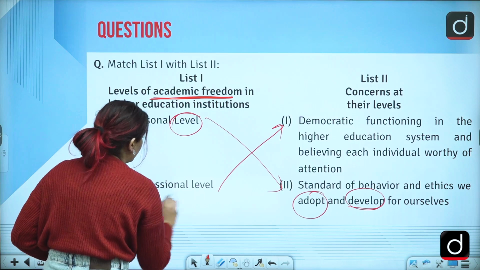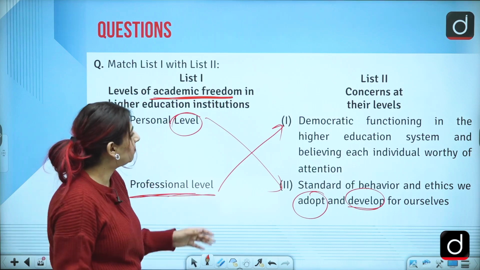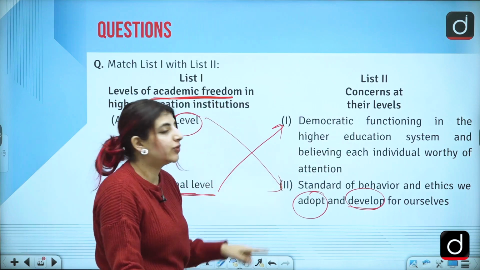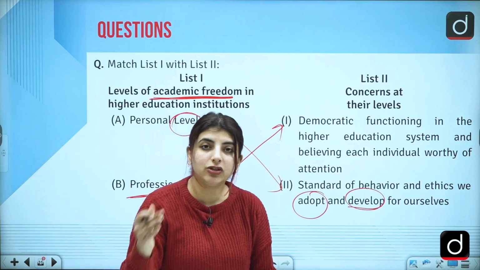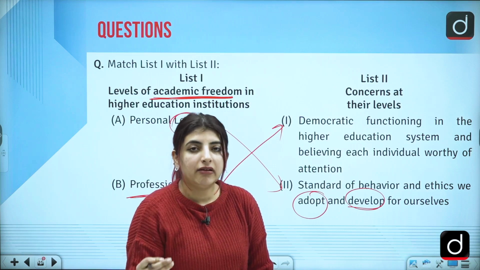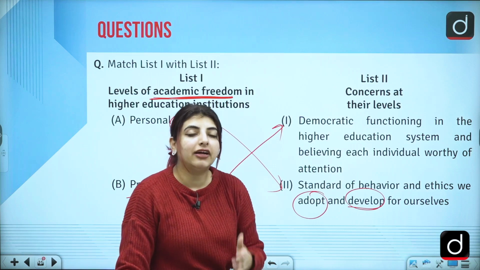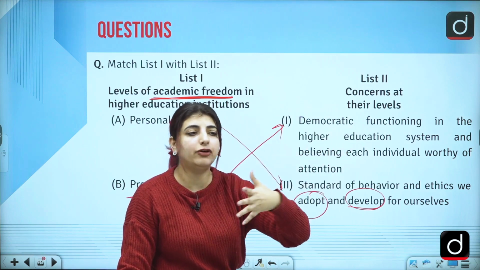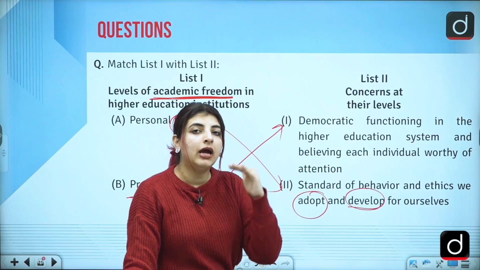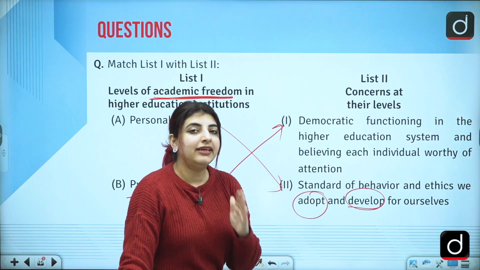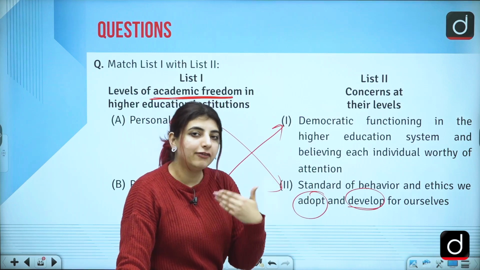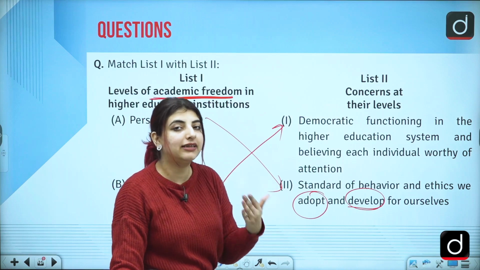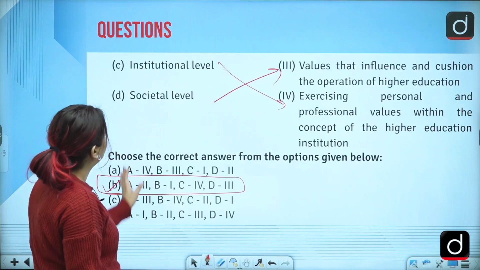Then we have the professional level in the institutional sphere. Democratic functioning in the higher education system and believing each individual is worthy of attention, giving attention to every student, every learner, even from the institution's background. If we see the hierarchical order, even the vice chancellor, and if we talk about different bodies, the HODs, etc., paying attention to their teachers as well, thinking that yes, they also need attention. And if we talk about the students, the teachers giving the students attention, that is on the professional level, that is what should be taken care of.